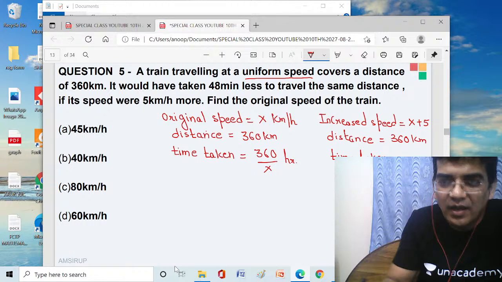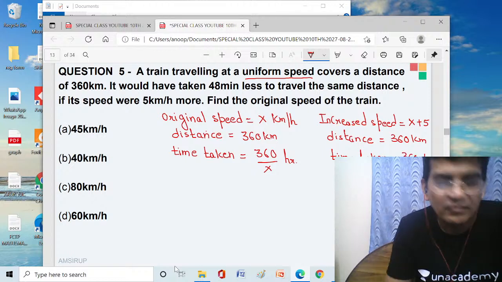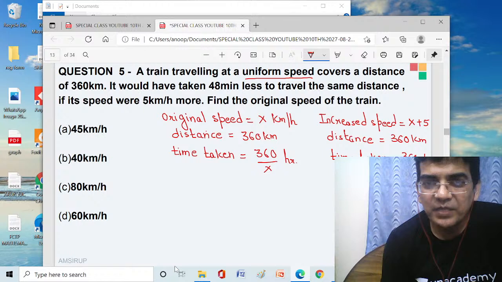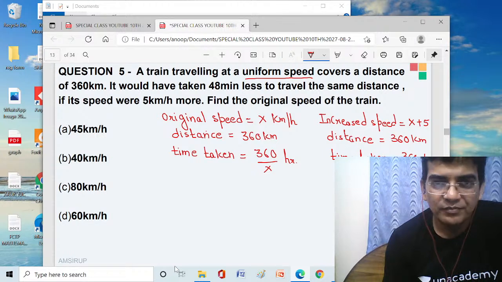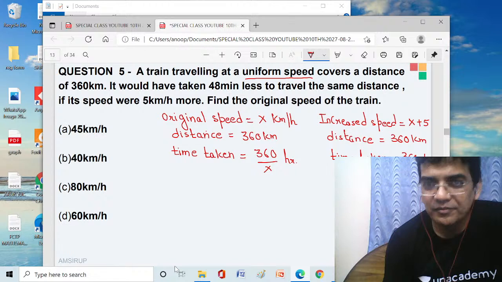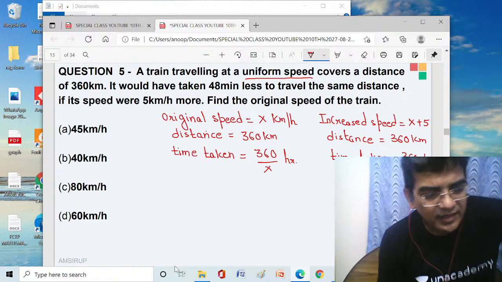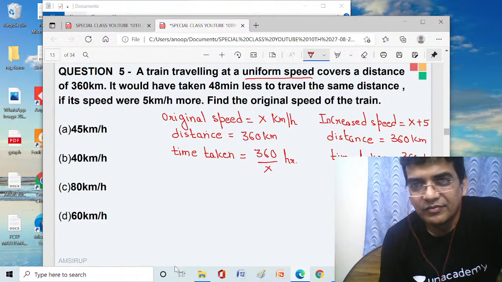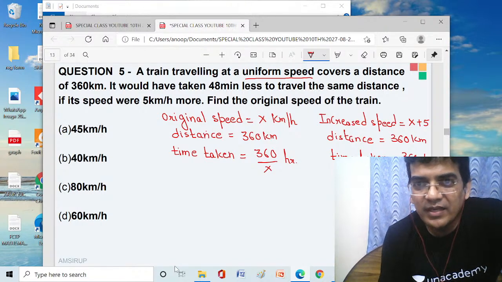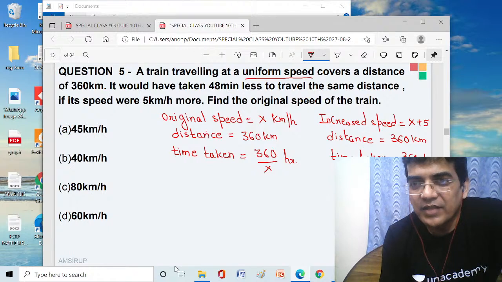See, we have two different conditions given here. The first condition says that it is traveling with a uniform speed and the speed is not given to us. So I've considered the speed as x. Distance was given to me as 360. So I've got the time taken 360 upon x, that is distance upon speed. In case 2, they are saying that they are increasing the speed by 5. So that means the new speed, that is the increased speed, will be x plus 5.